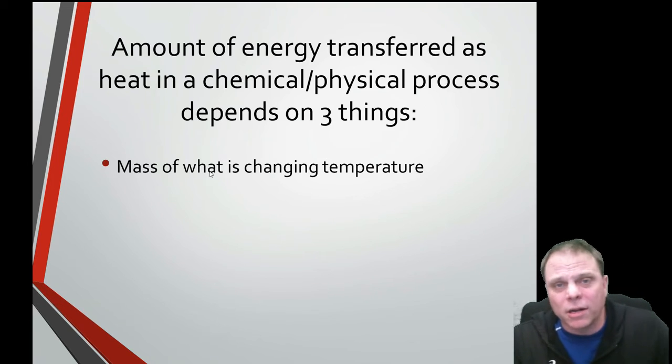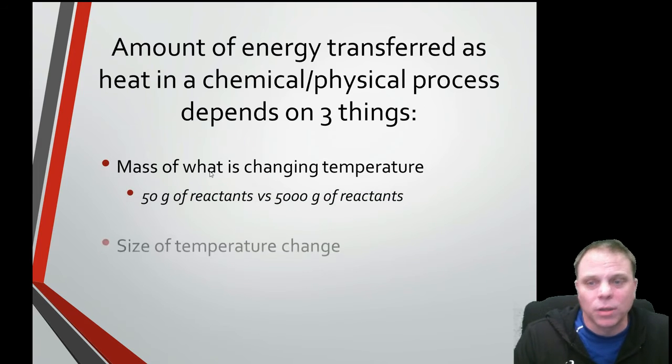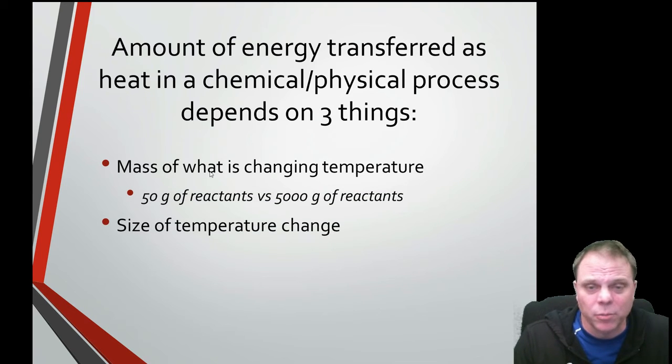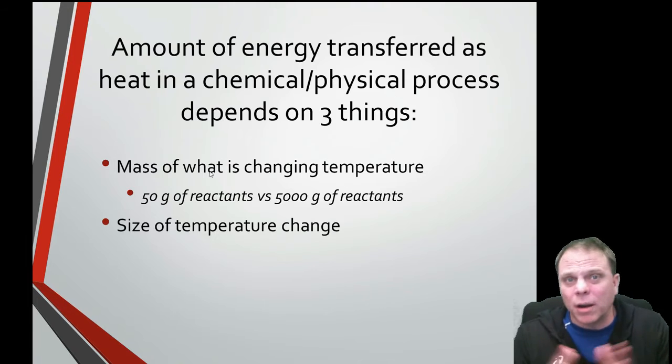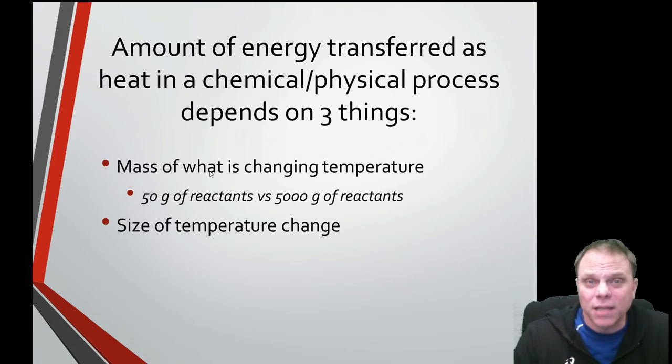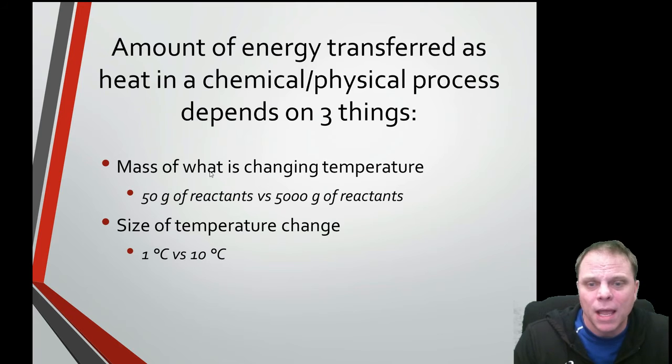So you can have more heat energy transferring from objects that have larger mass. In this case, the 5,000 grams can transfer more heat than the 50 grams, right? If they're at the same temperature. You also have to think about the size of the temperature change. Am I moving 1 degree or am I moving 100 degrees? Because a 100-degree change in temperature is going to be much more significant than a 1-degree change, right? And so you have to think about the size of the temperature change.